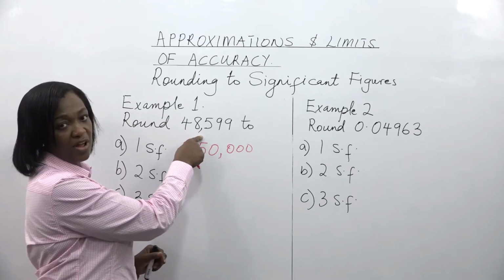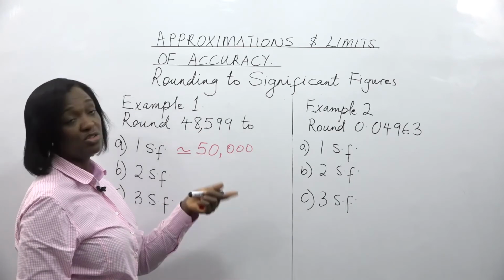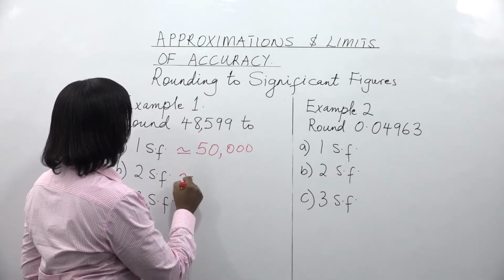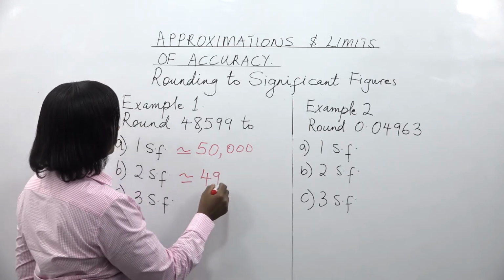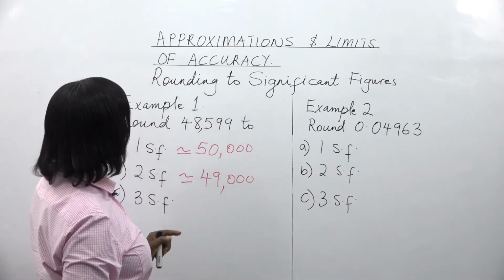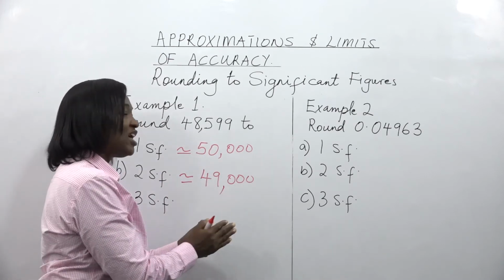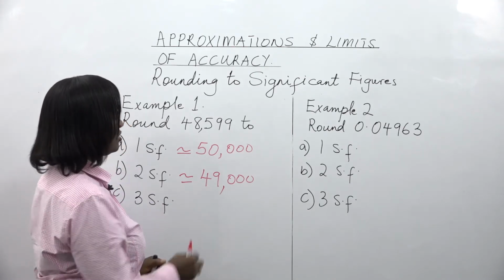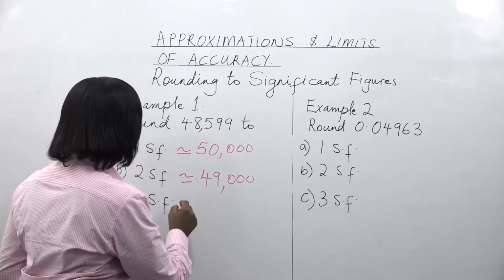8 is the second significant figure. But before you round, look at the third one. The third one is a 5. It's halfway, so we round up. So it's approximately 49,000. So we are saying 48,599 is between 48,000 and 49,000 if you are counting in thousands. But because it's more than halfway, we round up.